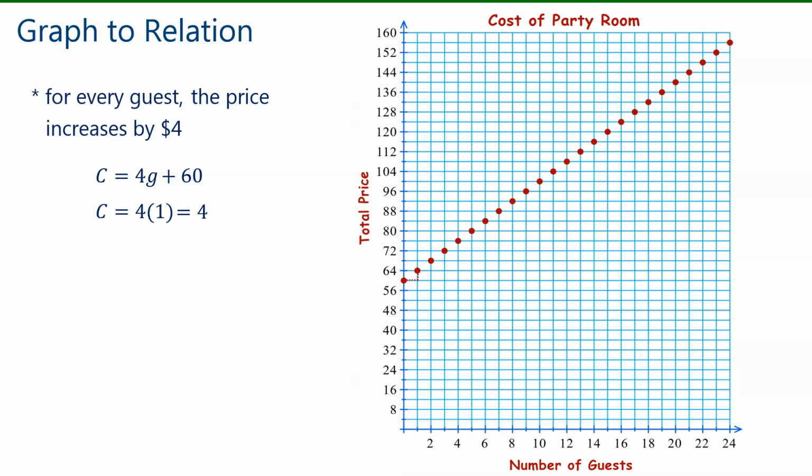Well, I can just simply add 60. So that means our equation is C equals 4G plus 60. Now it's always good practice to replace G with another value to see if it corresponds to the value in the graph. So for example, if you replace G with 2, looking at my graph, I should get a value of 68. So you should try that.